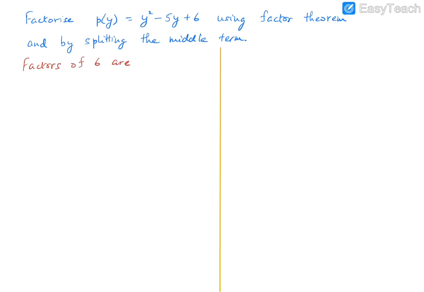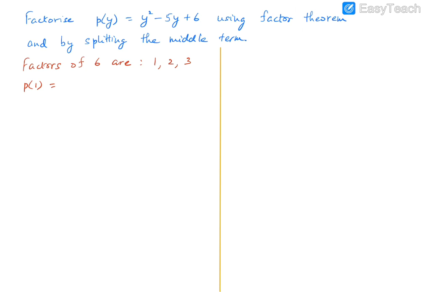Factors of 6 are 1, 2, and 3. Of course, 6 is also a factor of 6, but we want to keep only those numbers which are below 6. So 1, 2, and 3 are the factors of 6. Let's see if any of these factors happens to be a zero of the polynomial. So we put p of 1 and see what happens.